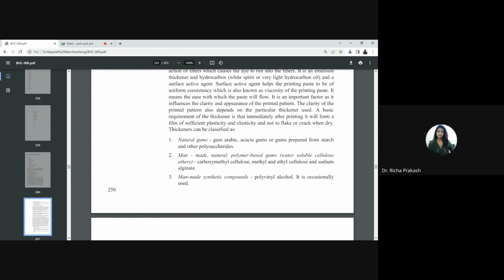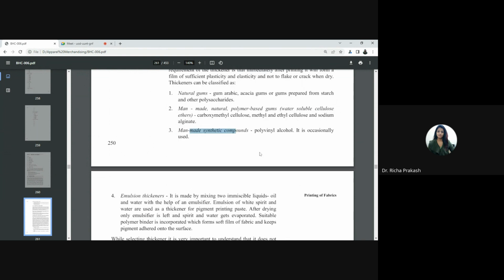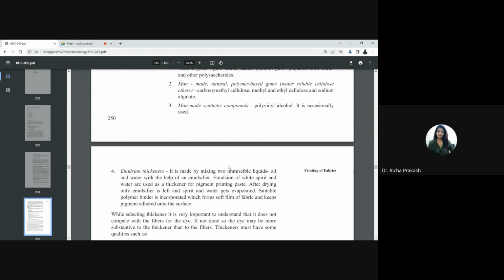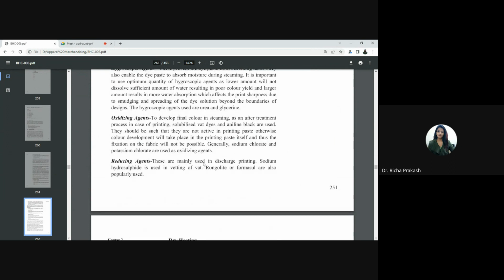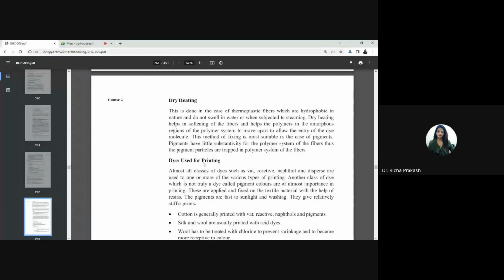So there are various types of thickeners. Natural gums are there, gum arabic, lots of them. Man-made thickeners, like I said, Fevicol is also a man-made thickener. Man-made synthetic compounds, of course, polyvinyl alcohol, all these things are there. Emulsion thickeners are there. So different types of thickeners are used for printing a fabric.